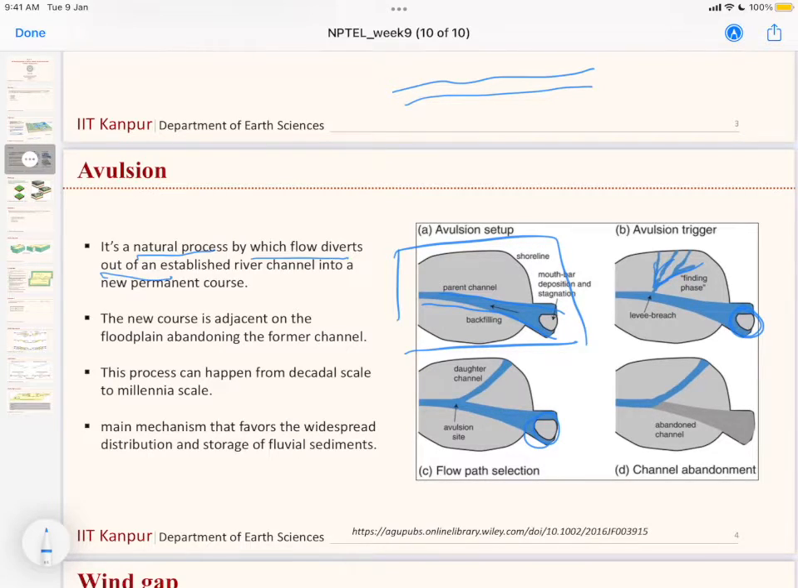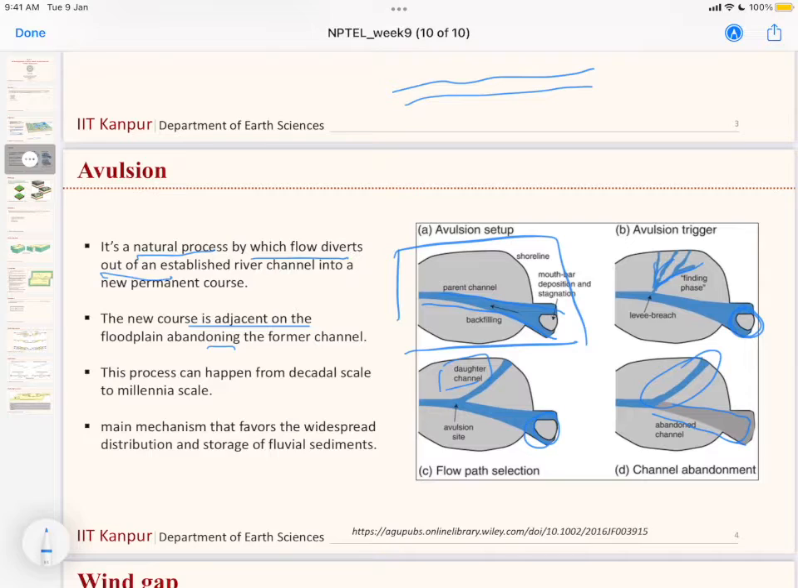Now if we come to the C section, after this finding phase, it identifies the least resistive path, which will act as a daughter channel or the new permanent course of the river. With the course of time, this earlier channel will get completely abandoned and this new channel will act as the primary river channel. This whole process is called avulsion. So here the new course is adjacent on the floodplain, abandoning the former channel.